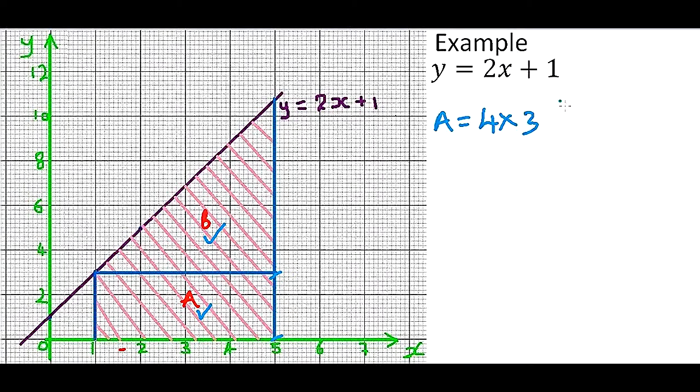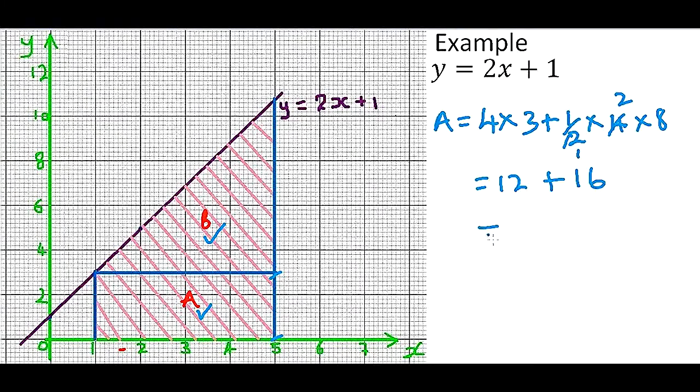Then the area of the triangle, we say it is a half base times height. So we write a half. Our base is 4 and our height is 8. So we get this 4 times 3, you get 12, plus 4 divided by 2 is 2. So we have 1. So 2 times 8, we get 16. And when you add 12 to 16, you get 28 square units. So that is the ordinary method that we would use.